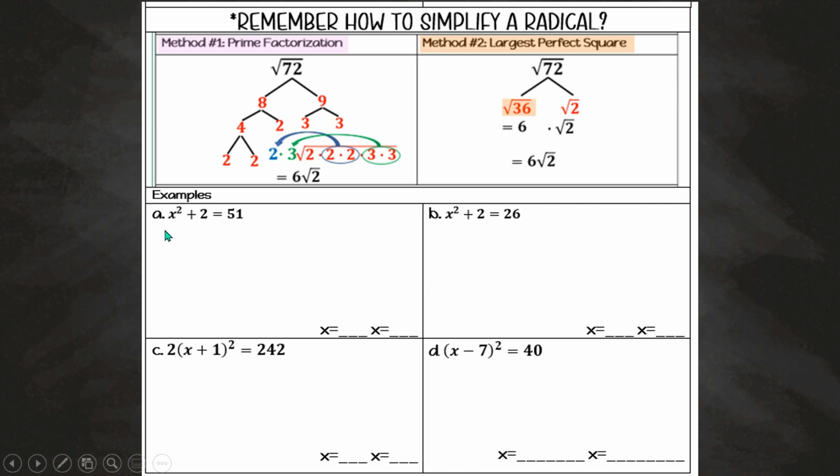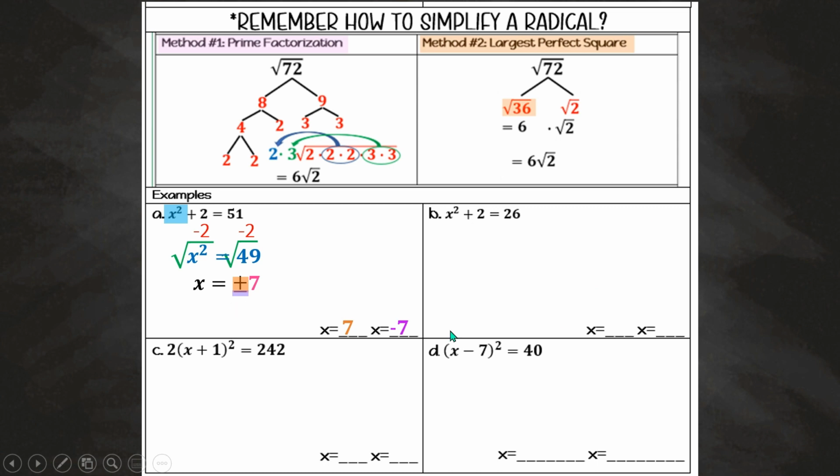All right, so again, our first step in example A is going to be to isolate the squared term. So we have x squared, so we need to get rid of that positive 2. We're going to subtract 2 from both sides. Once we have x squared is equal to 49, we're going to take the square root of both sides so we can get rid of this exponent of 2. Well, the square root of 49 is a positive or negative 7. Again, we have a positive solution and a negative solution. And because we don't have any other terms to worry about, we're done.